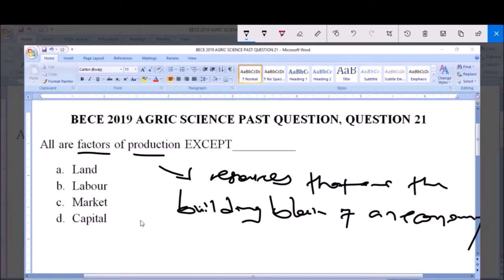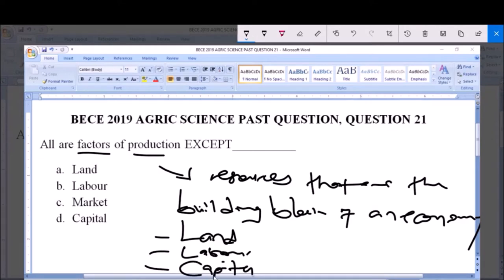Now, we have four main factors of production. Number one is land. Number two is labor. Number three is capital, in essence, that's money. And number four is entrepreneurship. So these are the four main factors of production. Now the question says all are factors of production except, that is, one of these options is not a factor of production.